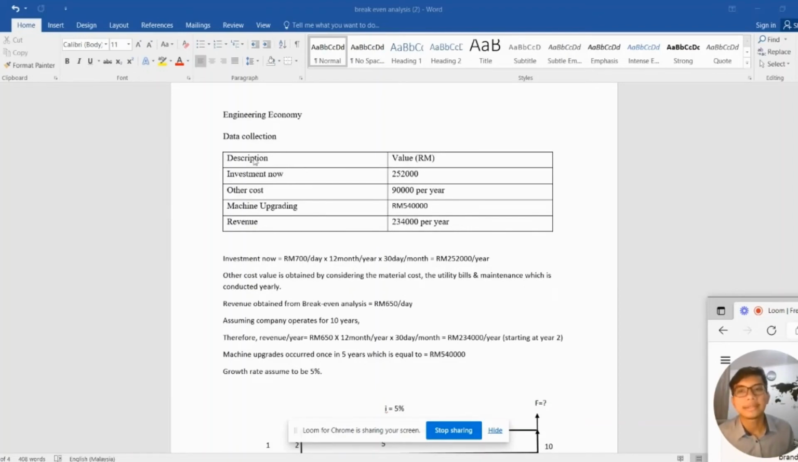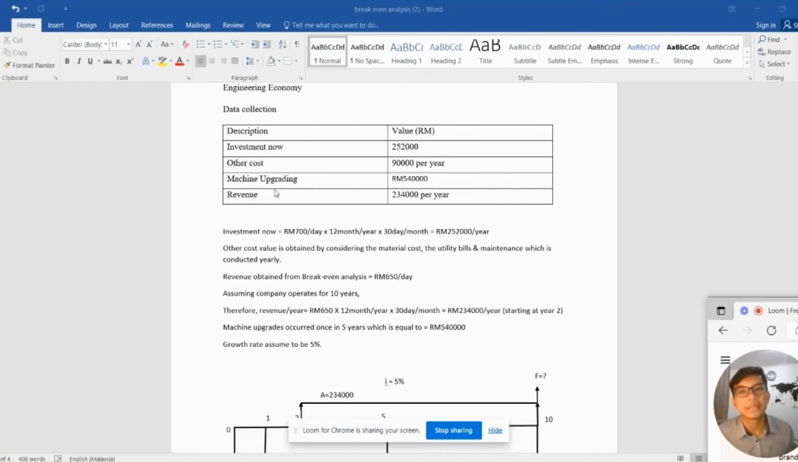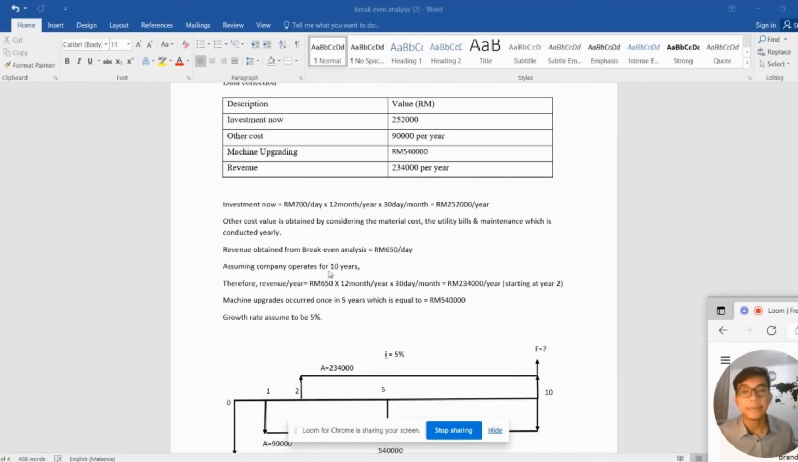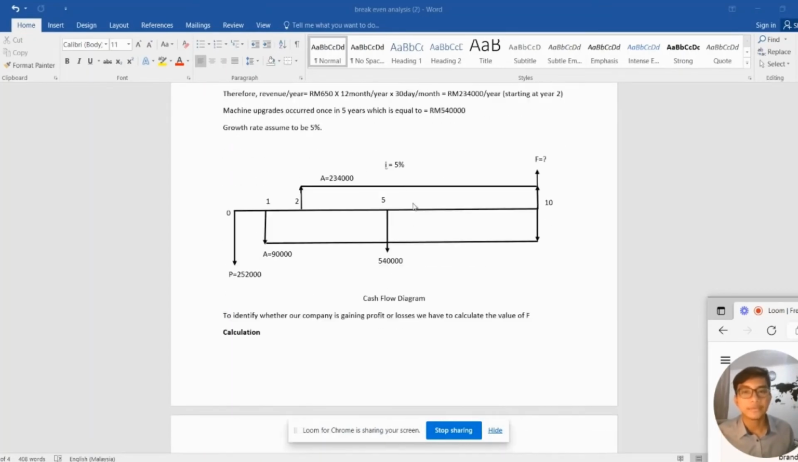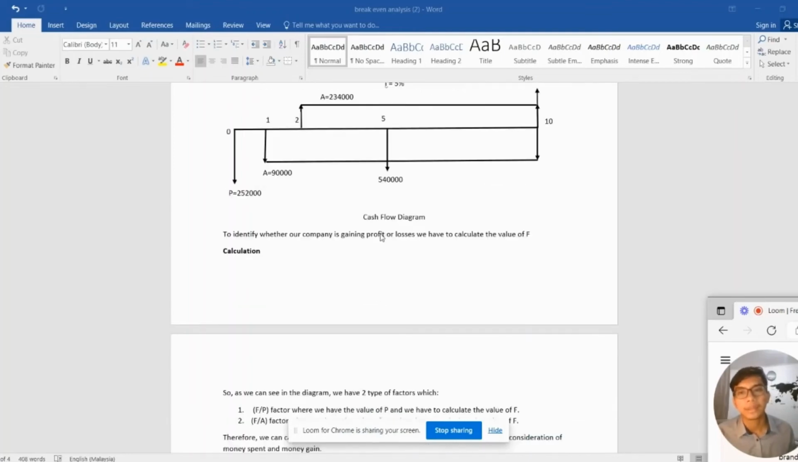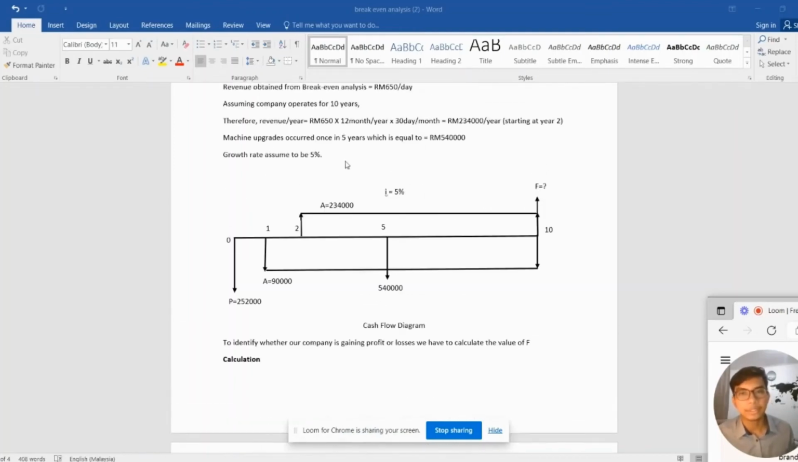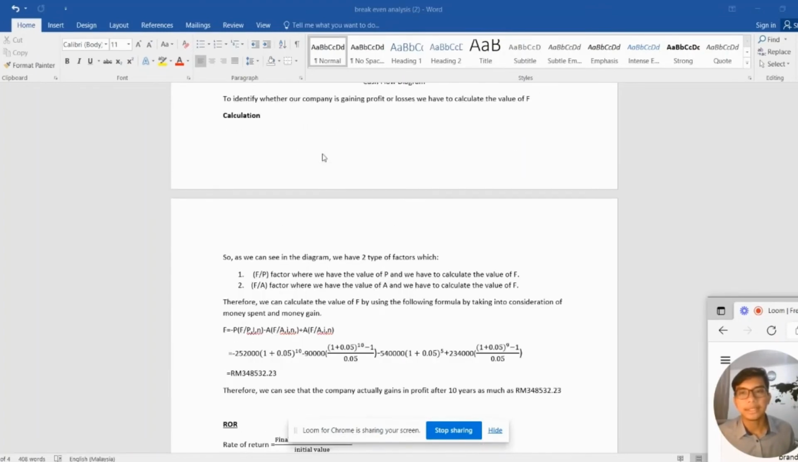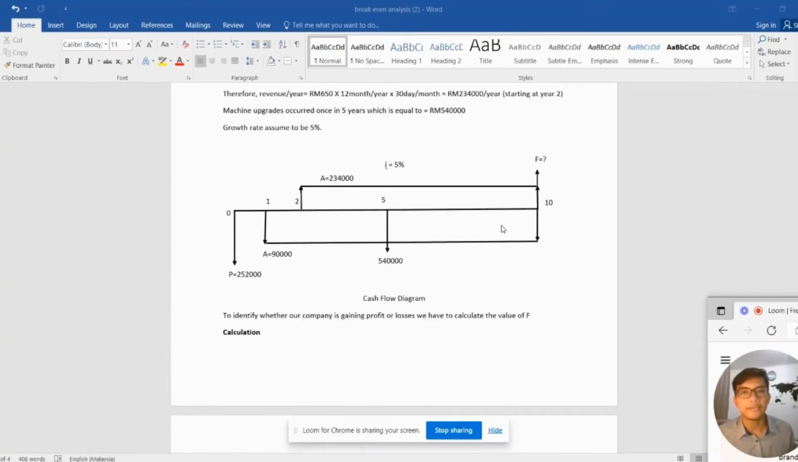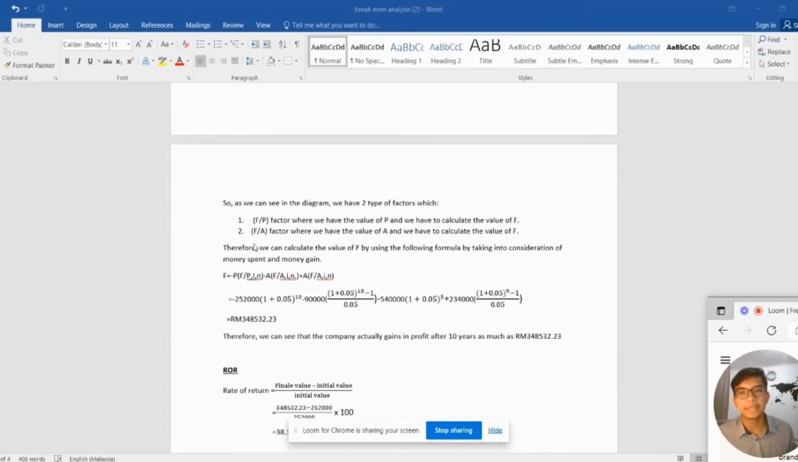For the data collection, we have the description, investment, other cost, machine upgrade, and revenue. This is a simple explanation of how we get these values. Then we construct the cash flow diagram based on this explanation, and we calculate the value of F using the F/P factor and F/A factor.